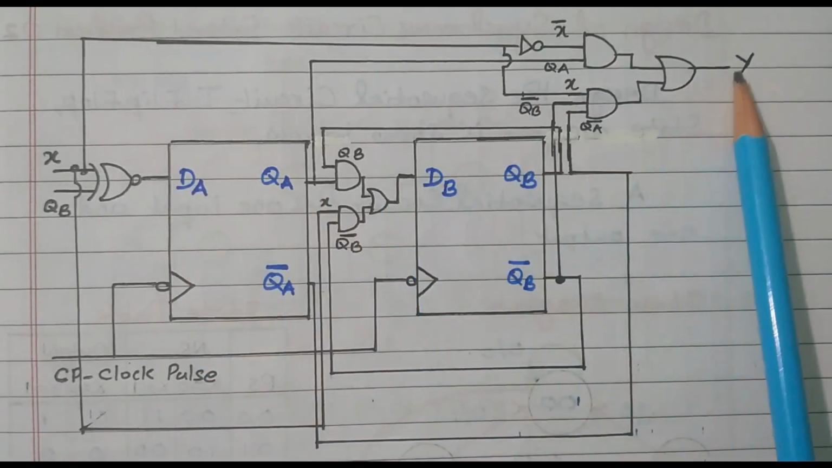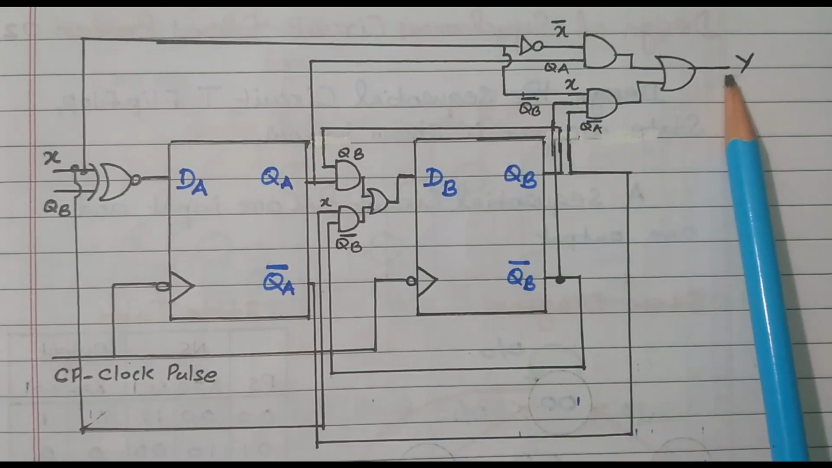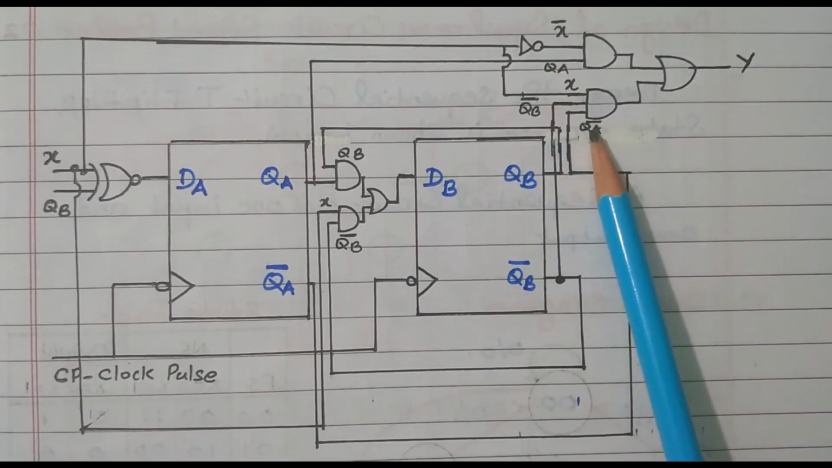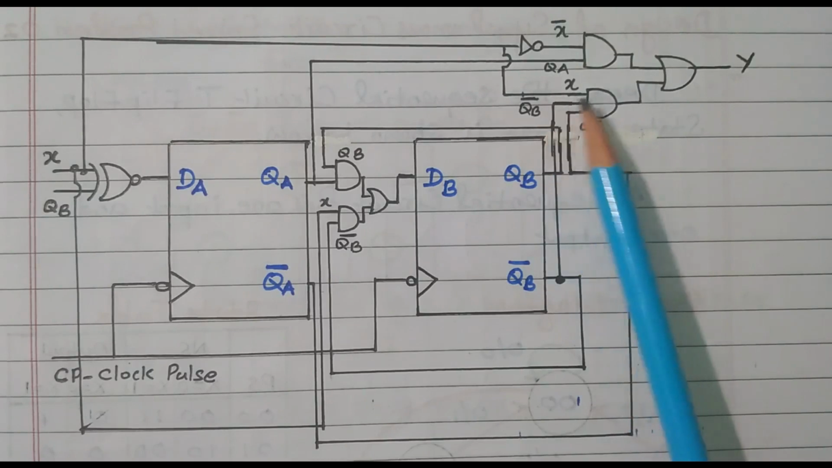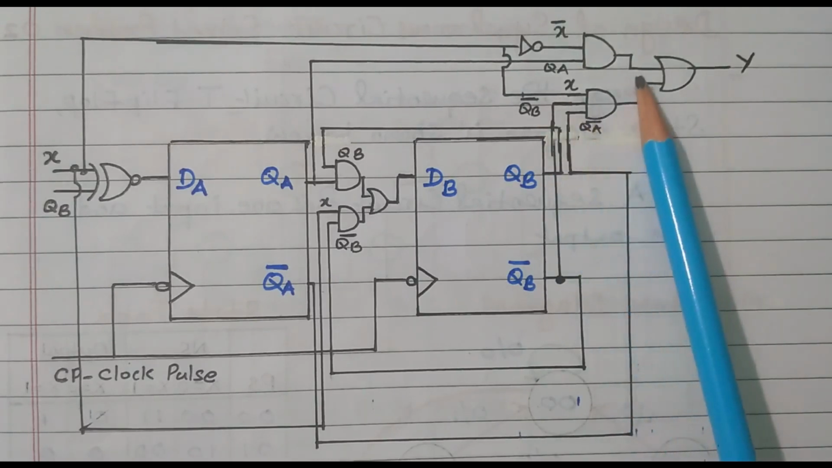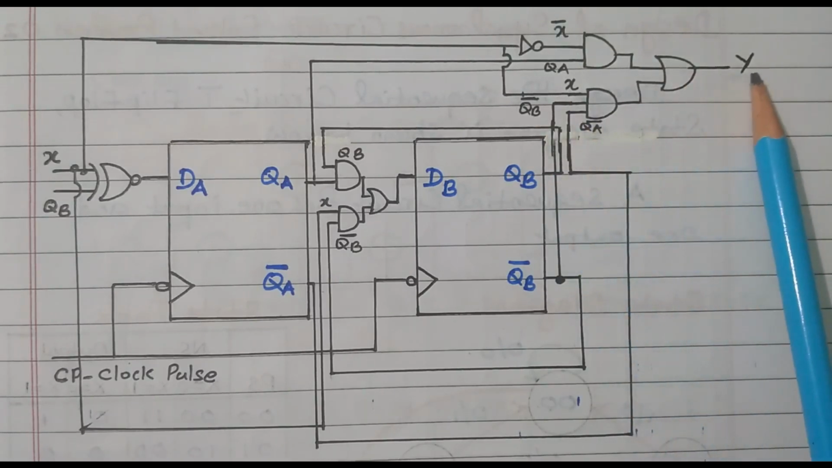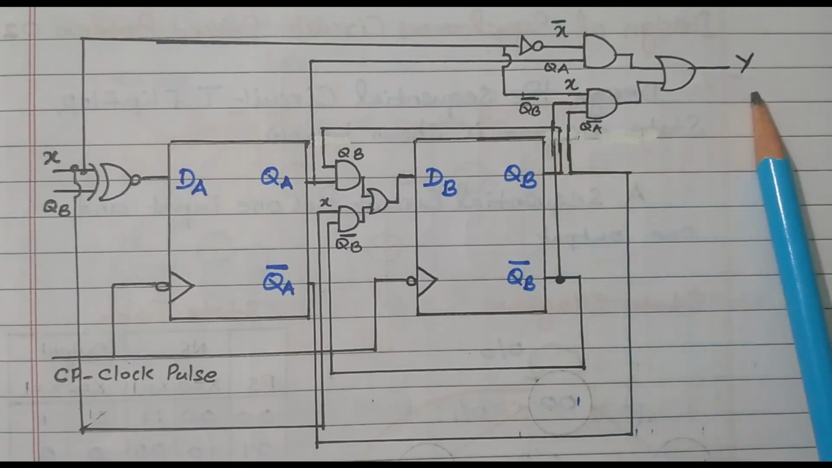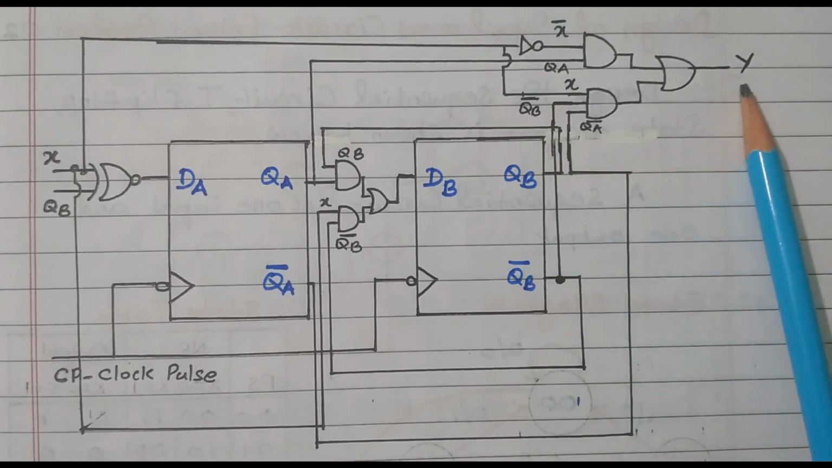Now we need to design the y. What is the y value? x bar QA. So these two are multiplied. The other one is x QA bar QB bar. These two are multiplied and added together. That is the output. So y equals x bar QA plus x QA bar QB bar, right? That is the output. So this is the final design of the sequential circuit.